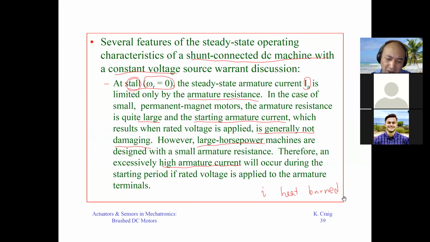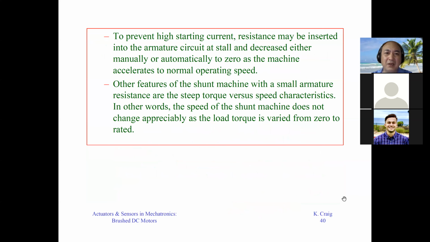Therefore, you usually need a startup resistor put in when it starts. You cascade a larger resistor so that the armature current is not that big. To prevent a very high starting current from the stall, a resistance may be inserted into the armature. This is called starting resistance, okay?